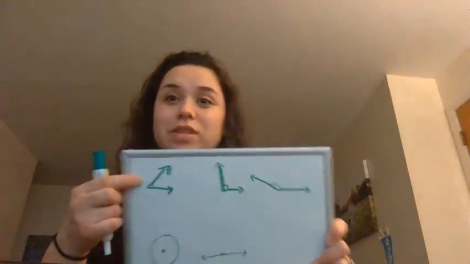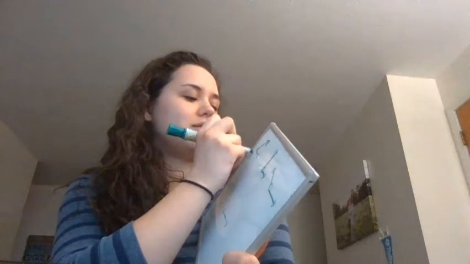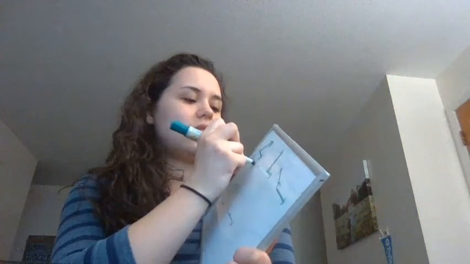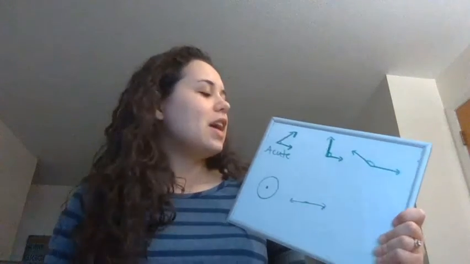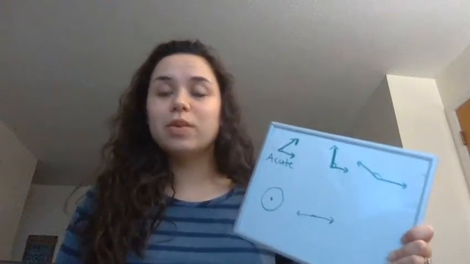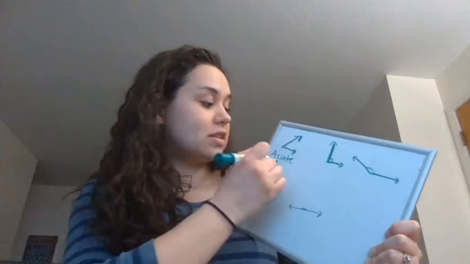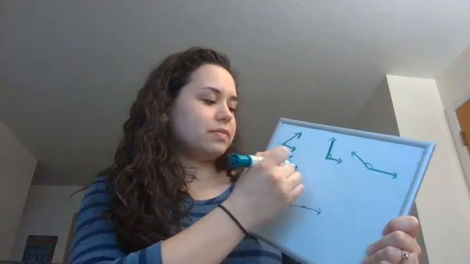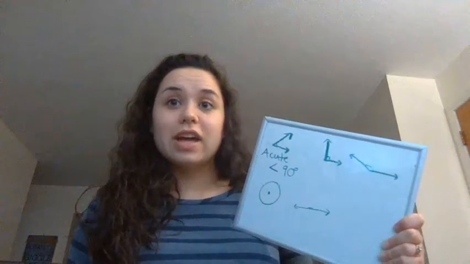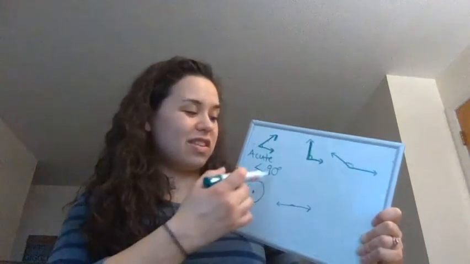This is an acute angle. So acute, we like to think of it as acute or small, because it's cute and little, small. And we say that it's small or acute because it's less than 90 degrees. So I have my less than sign, 90 degrees. Now, acute angles are anything less than 90 degrees.